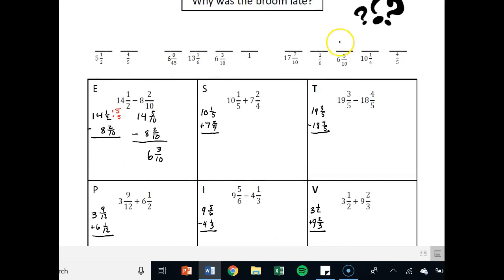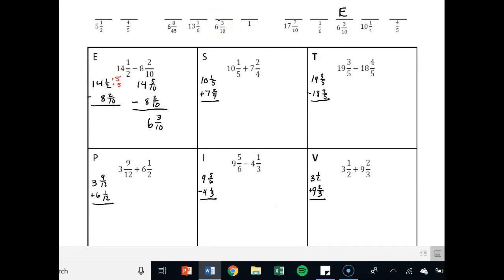I find it up here. It's right there, letter E. Notice if I come across an answer that's not up at the top, that means I've made a mistake. So circling my answer, this is shown full work.